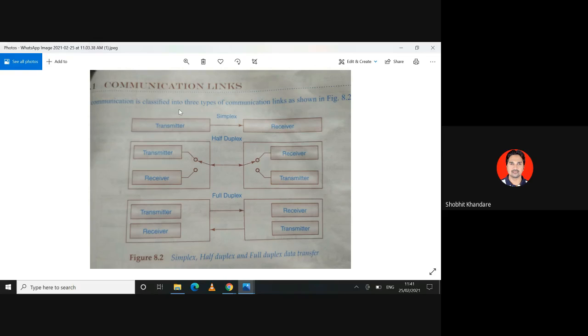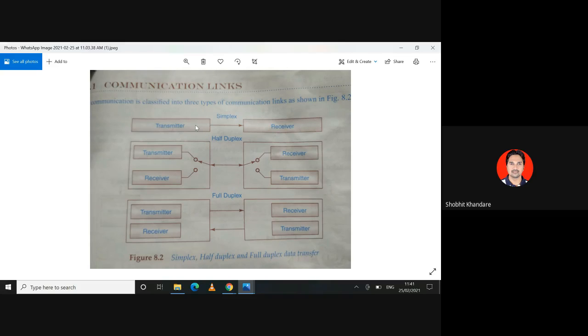Now comes the different communication links. You can see on the screen now. Transmitter on the left, receiver on the right, and to connect both a single line. So I can say this is a serial communication, but this is a simplex link. This is a simplex link.